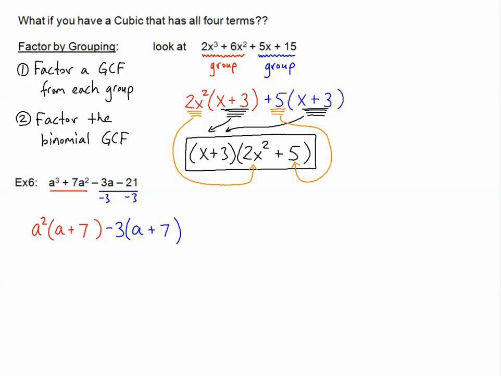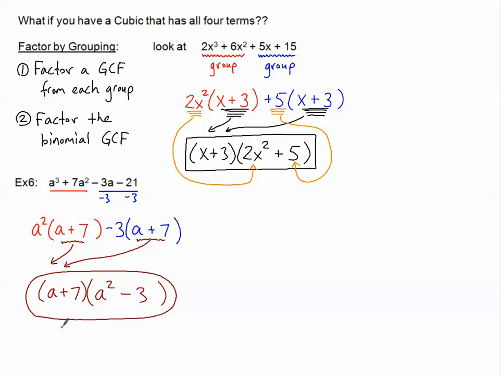Now I know that I've done something right because look at that. The parentheses are identical. I'm going to take the two sets of parentheses and factor them out as a GCF, a plus 7. And I'm going to open up a set of parentheses for anything that's left. The things that are left are right here: this a squared and this negative 3. And I'm finished. I think it's a pretty neat way to factor.